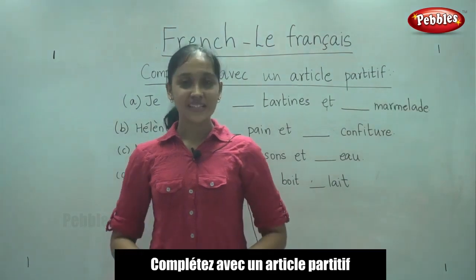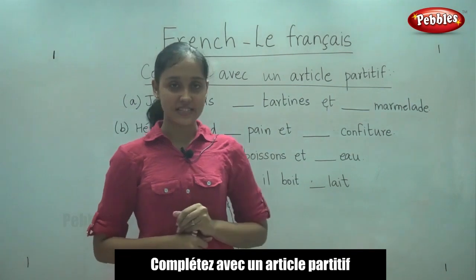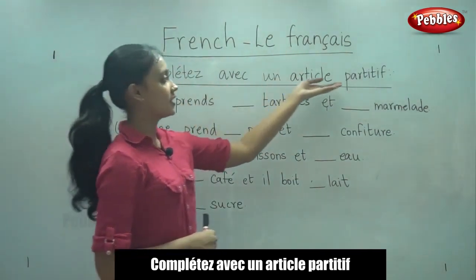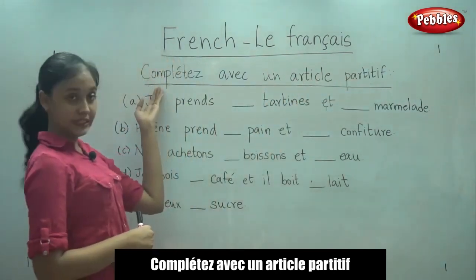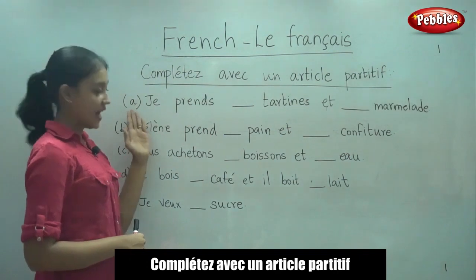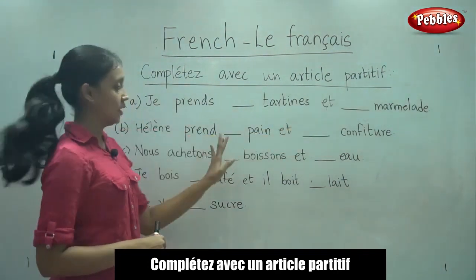Now we shall practice the use of the partitive articles in some sentences. The exercise is "Complétez avec un article partitif." Complete with a partitive article. So we have 5 sentences here and we have blanks in between.